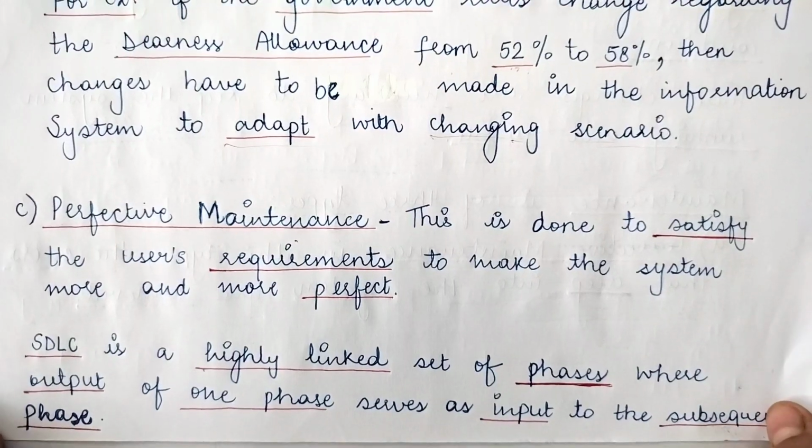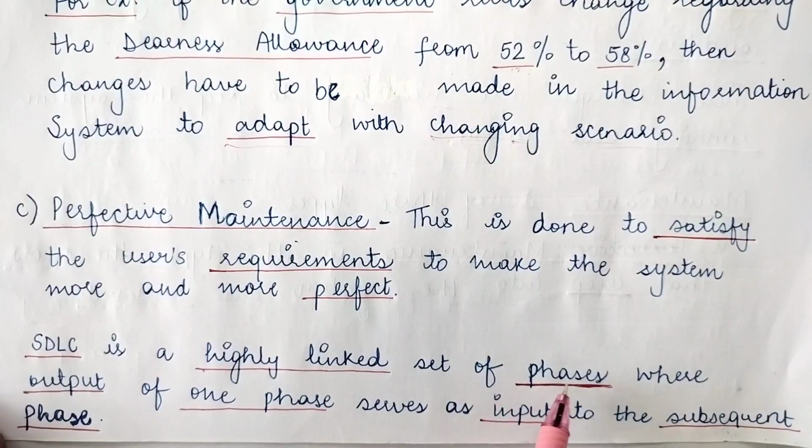SDLC, or the system development life cycle, is a highly linked set of phases. When I say highly linked set of phases, that means each phase is linked to every other phase. The phase below is obviously linked to the phase above it, and the phase above is also linked to the phase below it. So it is a highly linked set of phases where the output of one phase serves as input to the subsequent phases. That is why all the phases are sequential here. So this is the concept of the system development life cycle or SDLC. These are all the 7 phases of SDLC.